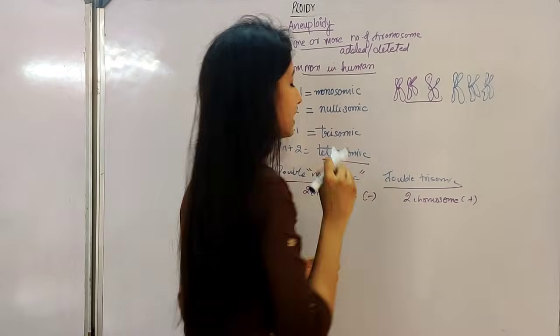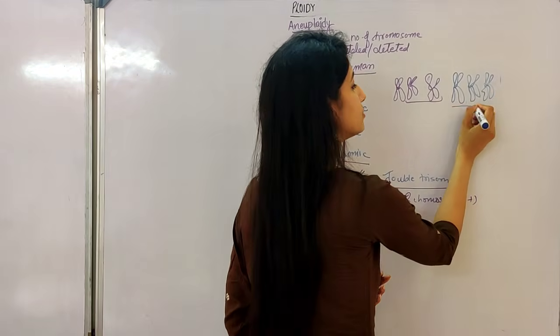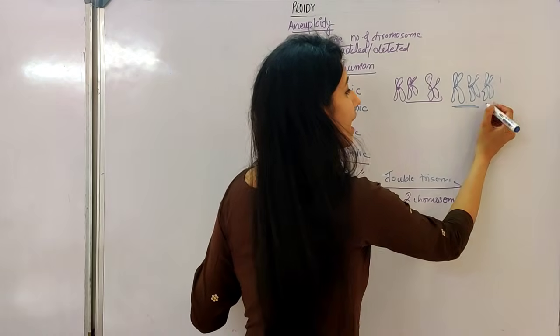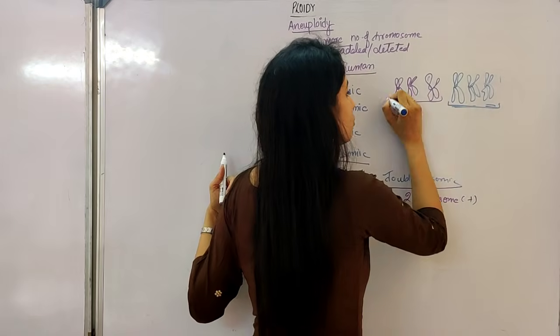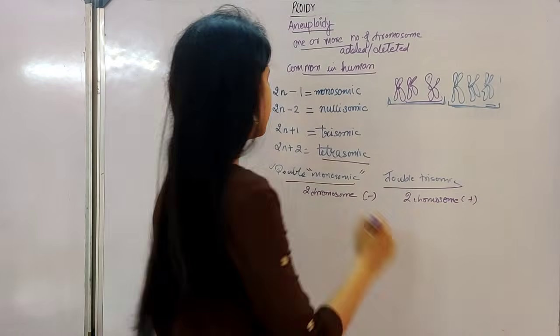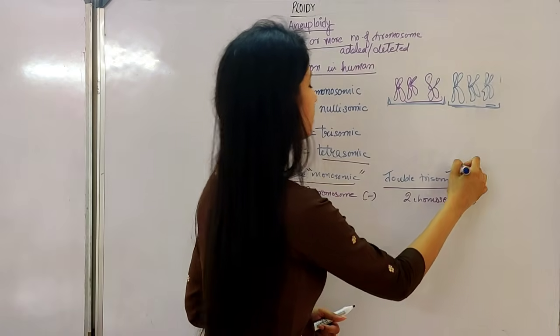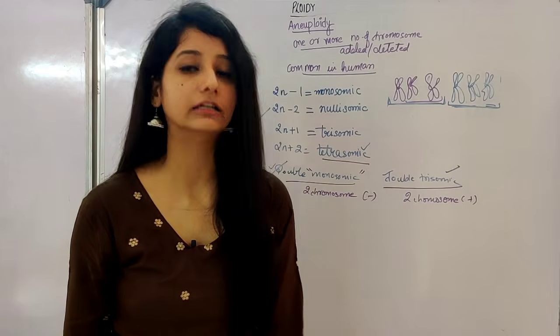What happened in tetrasomic is that here only 2 chromosomes were added which were same to this. But in double trisomic, 1 chromosome is added here that is same to this, and 1 chromosome is added here which is similar to this. That is the difference between double monosomic and nullisomic, and double trisomic and tetrasomic. I hope this is very clear.